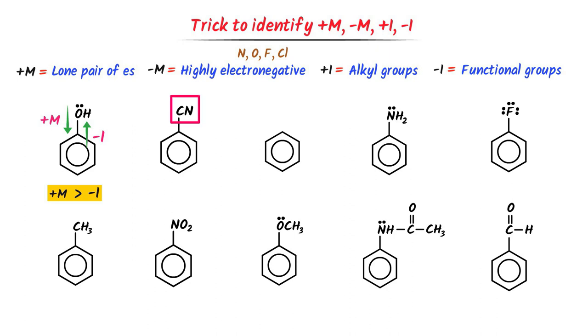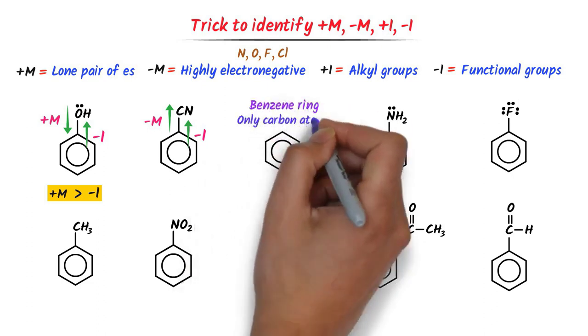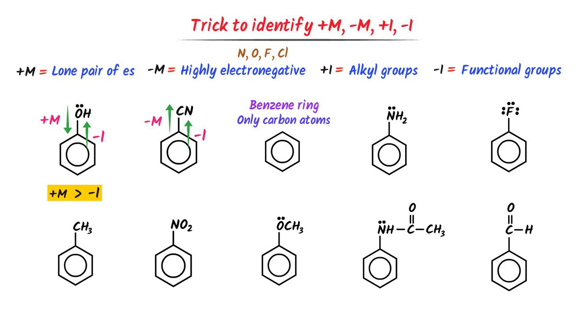In the second case, there is no lone pair of electrons. It shows negative M effect. On the other hand, CN is a functional group. It shows negative I effect. Hence, there is negative M effect and a negative I effect in this organic compound. In the third case, it is just a benzene ring. There are 6 carbon atoms present in it, hence it doesn't show any mesomeric effect.